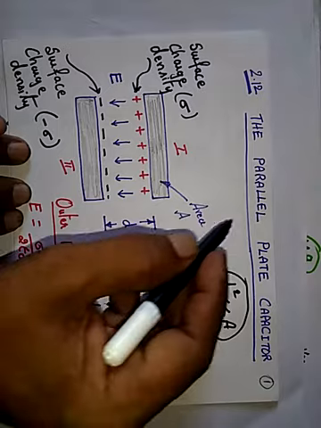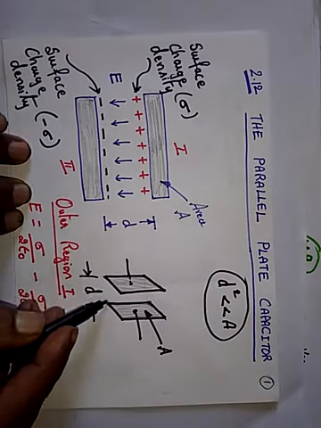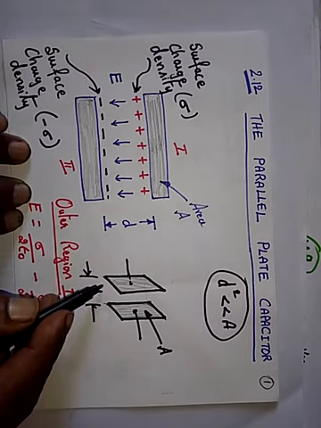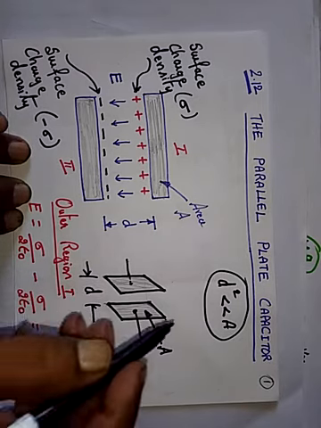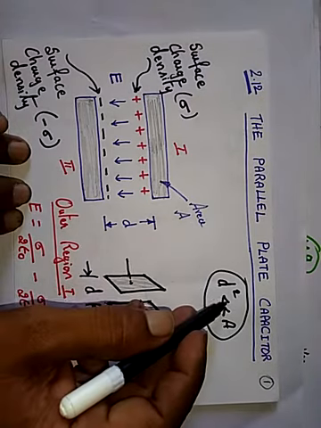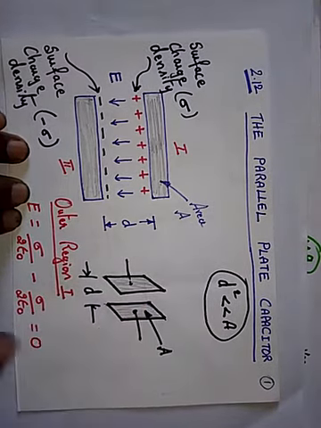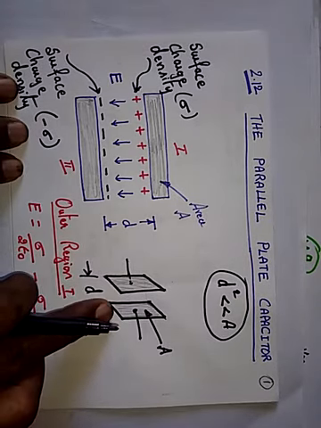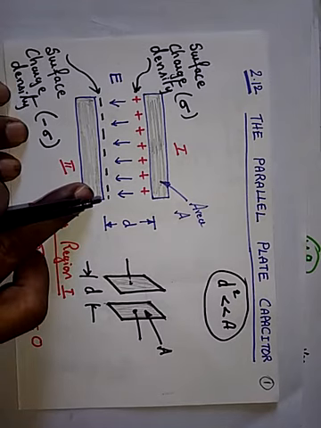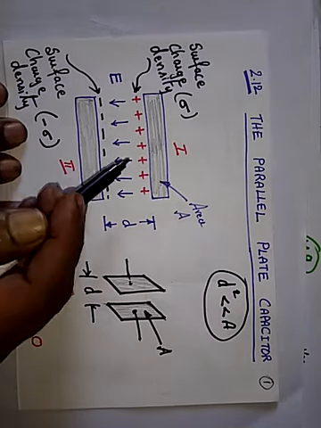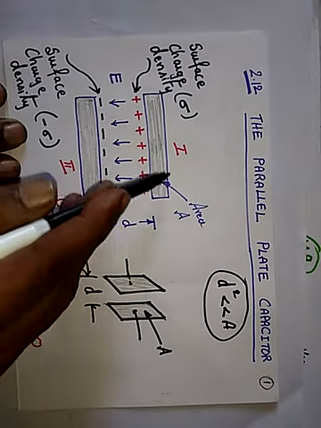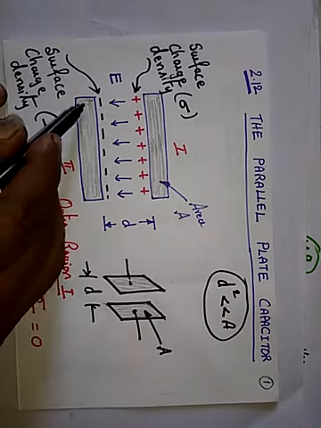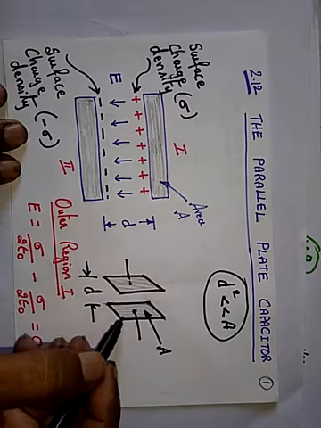Now the only condition for this derivation is that d squared is very much less than the area of the plates. That is, the distance is very small, very close. Okay, now this is actually three-dimensional, and we have shown the diagram in two-dimensional. So you have the positive plate 1, and you have the negative plate 2.